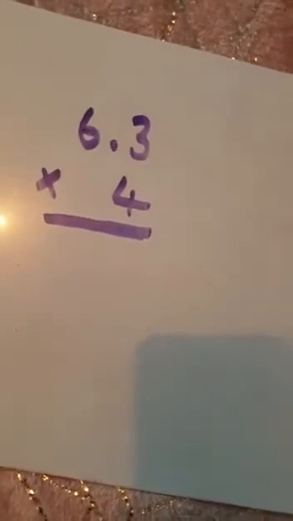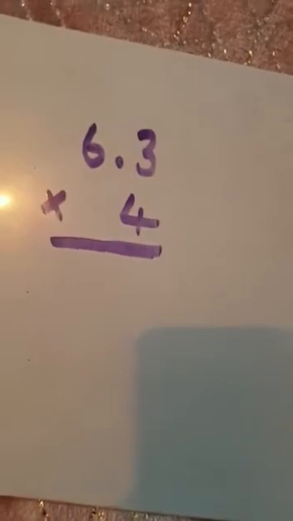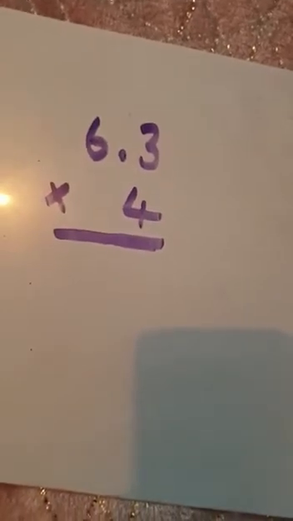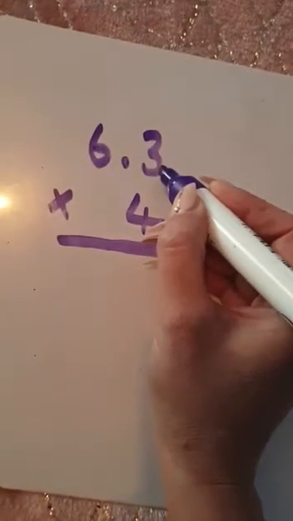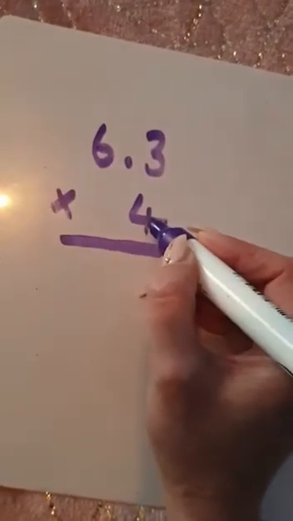This is a video called multiplying a decimal tenth by a whole number. So we have 6 3/10 multiplied by 4.